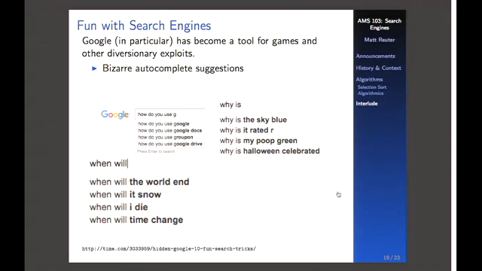So we can also ask other questions. When will? The funny thing is on this one, every semester we'll type this in. The top three are the same. They might change order around, but we always get when will the world end, we always get when will it snow, and we always get when will I die. This semester, our fourth one is when will time change? Okay, public service announcement. What do you get this weekend?